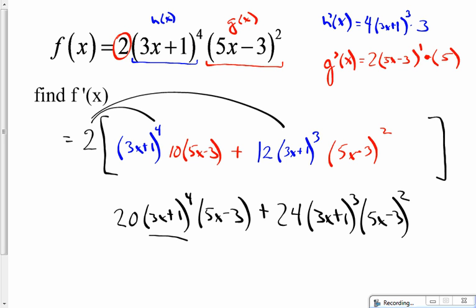Question? Question is, where did the 10 come from? The 10 came from the coefficient that came from the exponent for the derivative times the derivative of the inside. Okay? Other questions so far before we move on? Okay, are you ready for it to get a little bit disgusting?